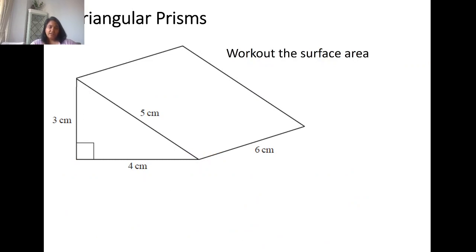Okay, so for the last bit for today, we're going to do some work on triangular prisms. So I'd like you to have a title, triangular prisms. You might not be able to see that word exactly because of my video. I'm just going to write it here so I make sure you're spelling it correctly. Okay, triangular prisms.